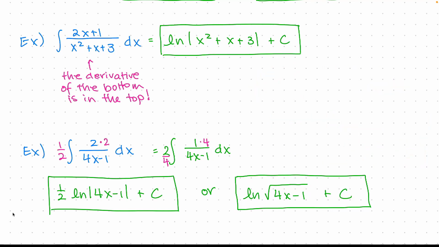For the second answer, would you still need absolute value bars inside? You mean this guy right here? Yes. Nope, because remember the absolute value is forcing the answer to be positive, but the square root already does that, so you're good.